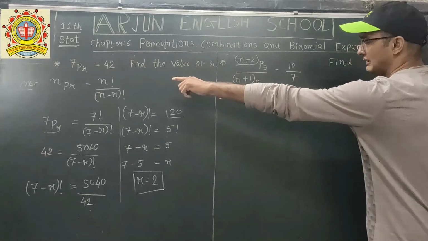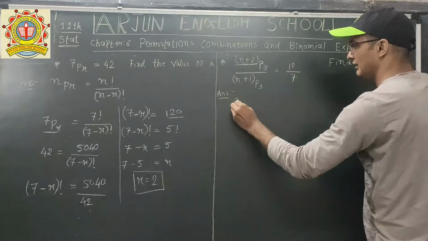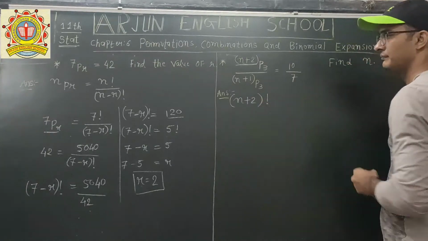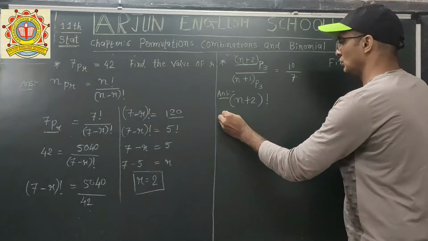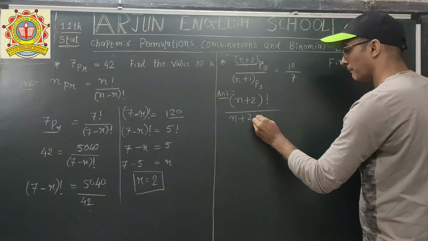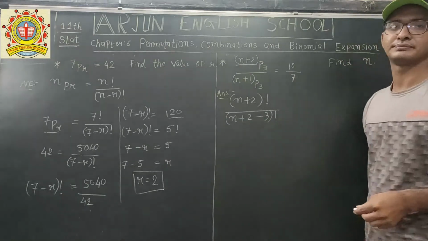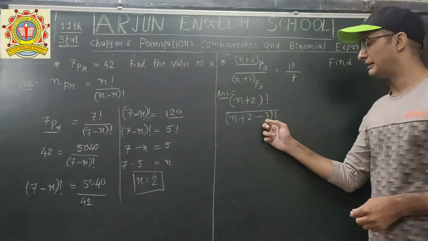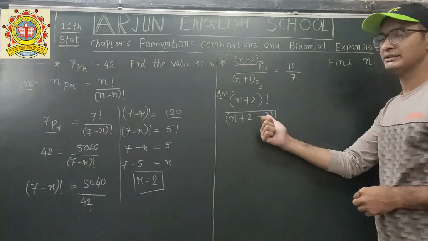So in the formula you can see that in the numerator it is n factorial, so I am writing here (n plus 2) factorial. And in the denominator it is (n minus r) factorial. So in the denominator, n minus r, where this is n, so (n plus 2 minus 3) factorial. So this is the numerator part.